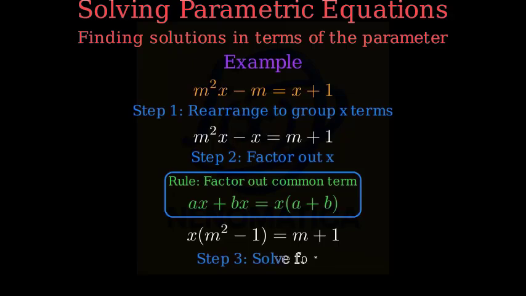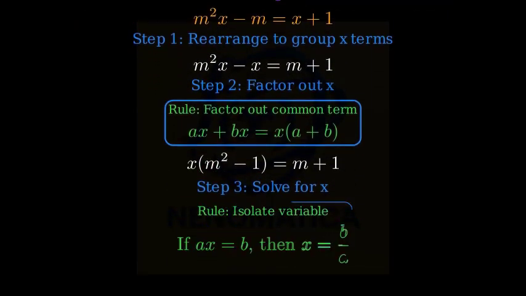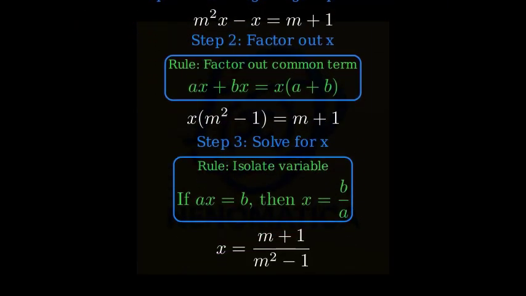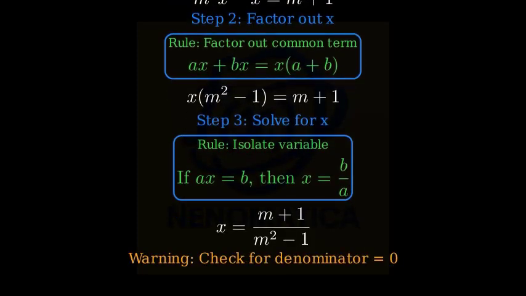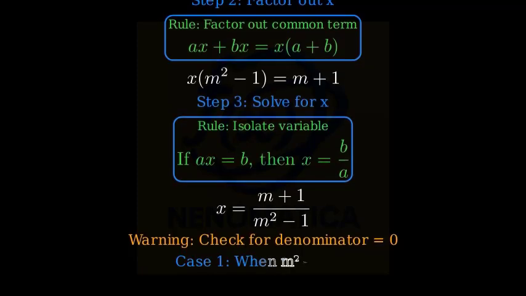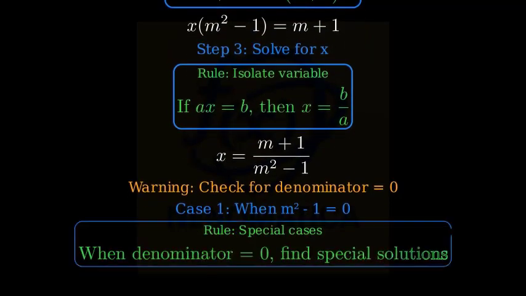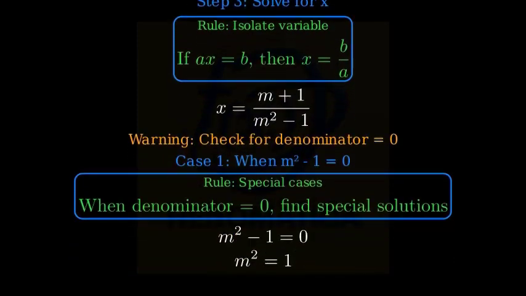Now, we can solve for x by dividing both sides by m squared minus 1. This gives us x equals (m plus 1) divided by (m squared minus 1). However, we need to be careful here. The denominator m squared minus 1 could be 0, which would make our solution undefined. So we need to analyze special cases. Let's look at case 1, where m squared minus 1 equals 0. Let's solve m squared minus 1 equals 0. We get m squared equals 1, which means m equals plus or minus 1.